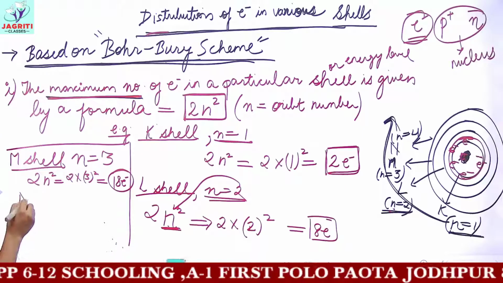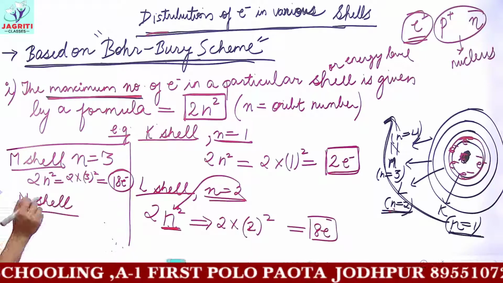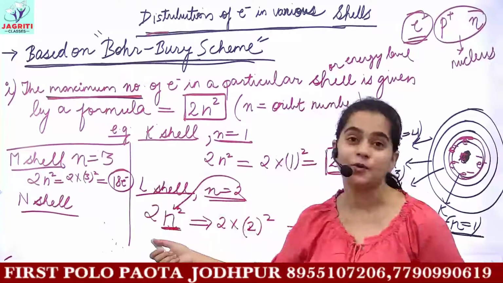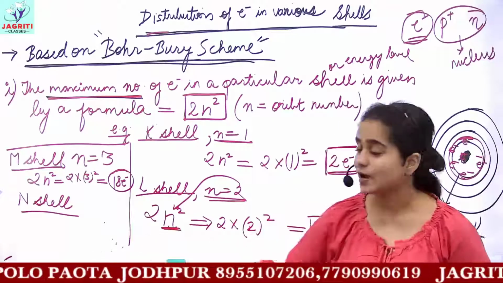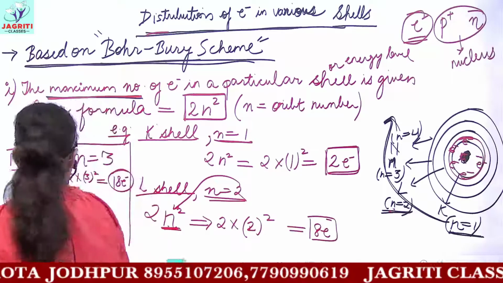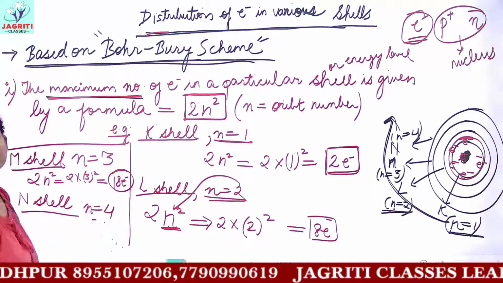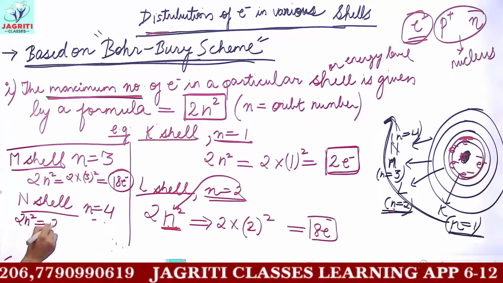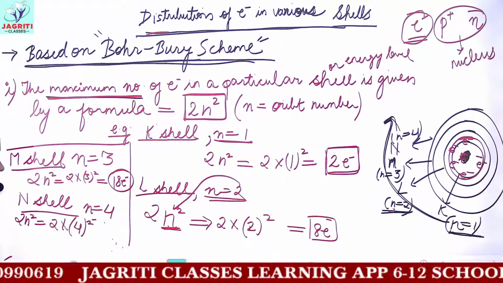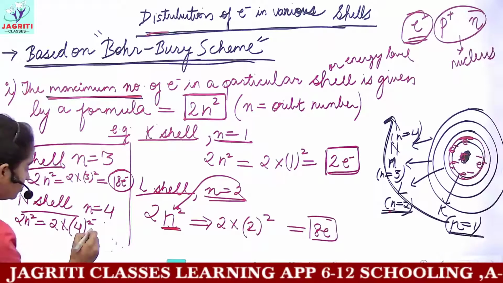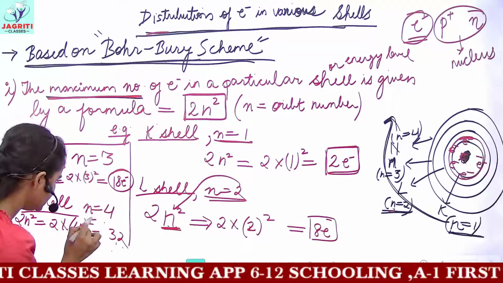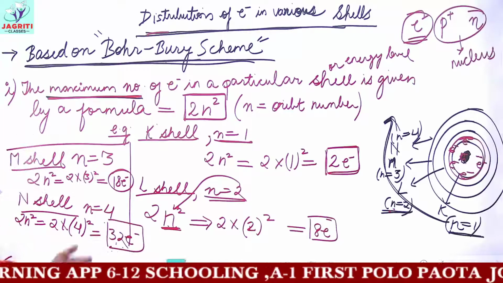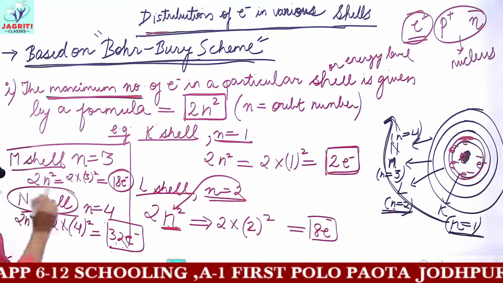And for the last shell, the N shell, can you solve it out? If you have understood the topic, please pause the video here and you may solve it out. I am solving it too, but you can check your answers, okay? Let's say for the N shell, the n value is 4 here. So on putting n equals to 4 in the formula 2n square, we get 2 into 4 square, which is 16, and 16 into 2 is 32. There is no minus sign here, okay? So a maximum of 32 electrons can be accommodated in your N shell.